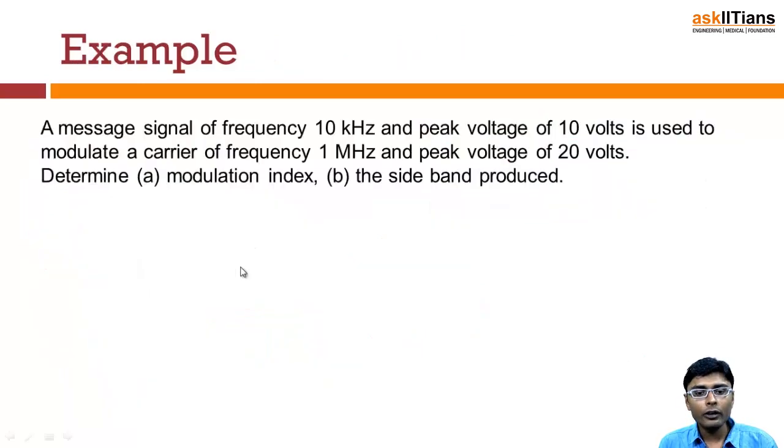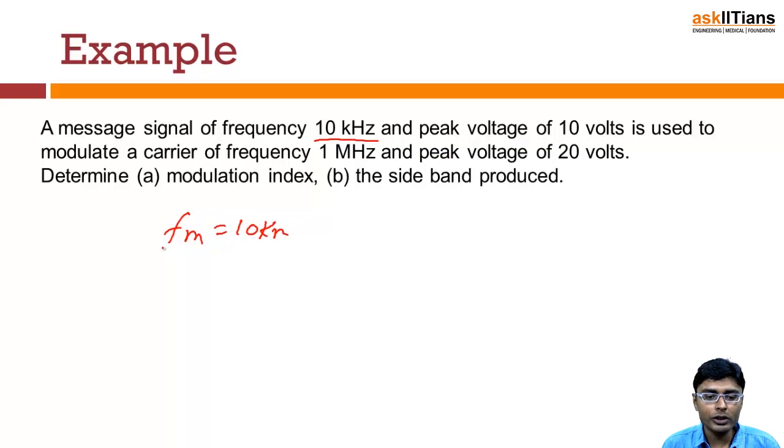Okay, now let's solve an example that will give more understanding. A message signal of frequency 10 kilohertz, that is the value of FM is 10 kilohertz, and the peak voltage of 10 volts, that is the amplitude voltage VM is 10 volt. This is used to modulate a carrier of frequency 1 megahertz and peak voltage of 20 volts.